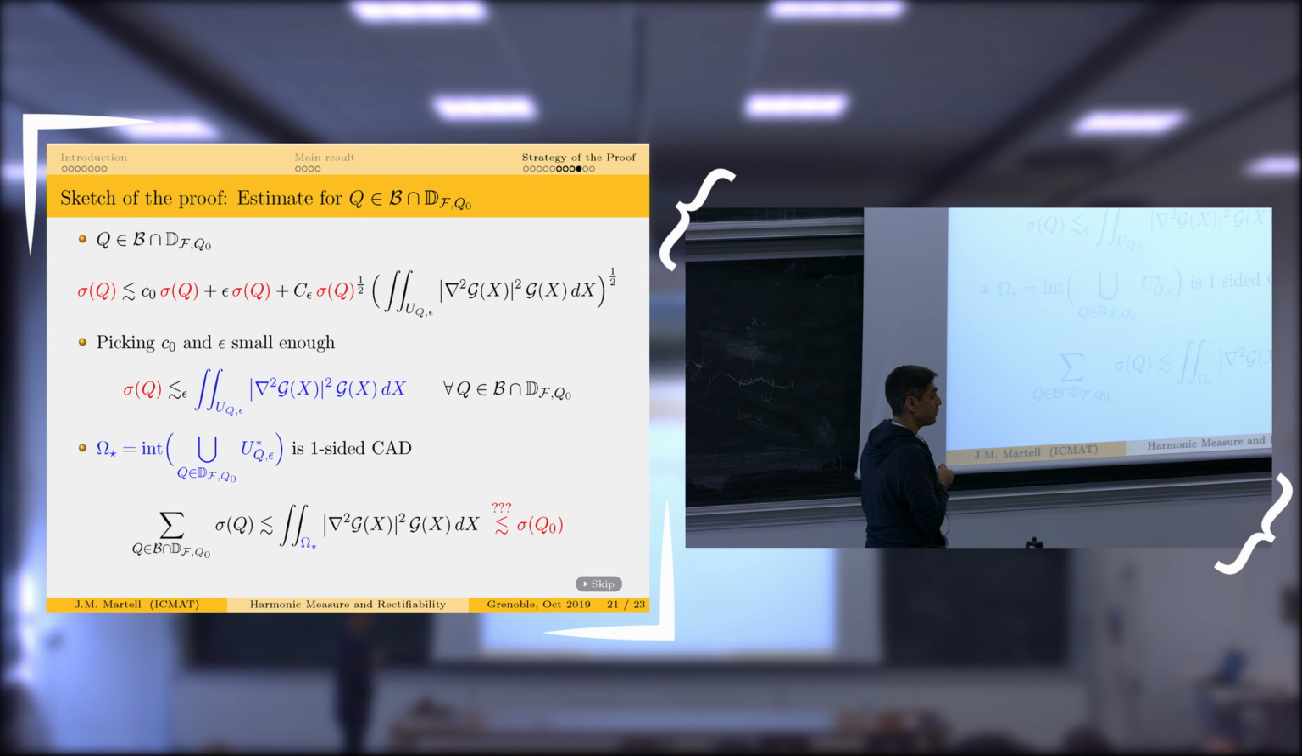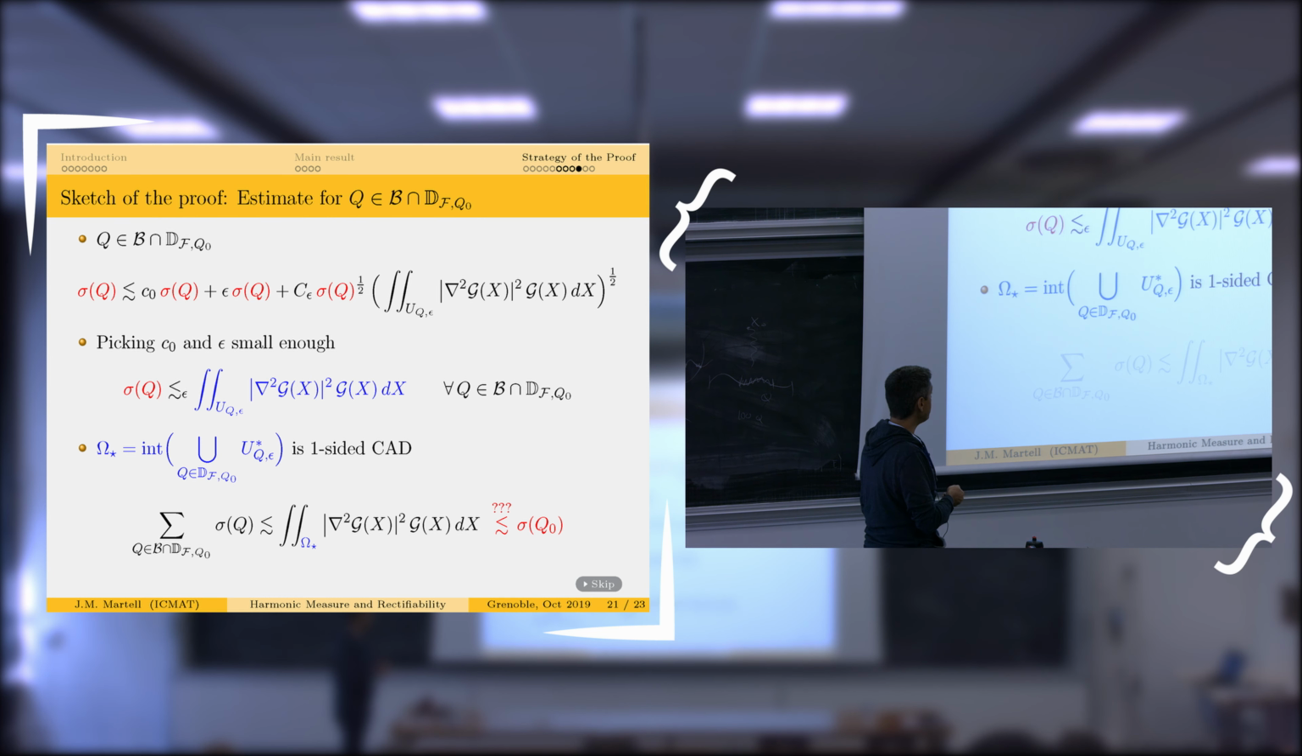Remember, if q is bad and is in this class of stopping family, I get this from the exterior, this from the part near the boundary, this from the part away from the boundary. I pick first C0 smaller than sigma, very small, so that I can hide in this side. Then I pick epsilon, and then I hide. At the end of the day, by hiding things, this is what I get. Okay? So I've been able to control this by sigma of q by this thing, right?